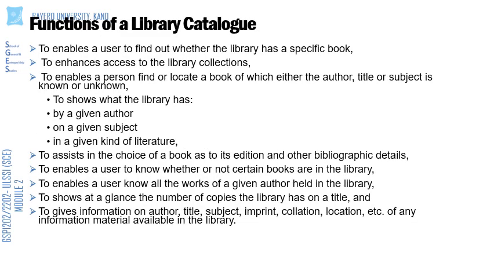Functions of a library catalog are to enable users to find out whether the library has a specific book, to enhance access to the library collections, to enable a person find or locate a book of which either the author, title, or subject is known or unknown, to show what the library has by a given author, on a given subject, in a given kind of literature, to assist in the choice of books as to its edition and other bibliographic details, to enable a user to know whether or not certain books are in the library, to enable a user know all the works of a given author held in the library, to show at a glance the number of copies the library has on a title, and to give information on author, title, subject, imprint, collection, collation, location, etc. of any information which is available in the library.